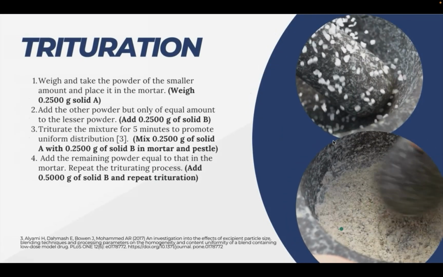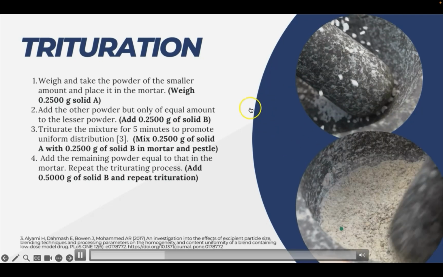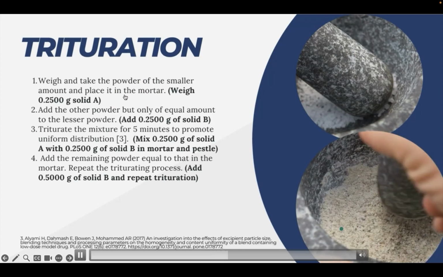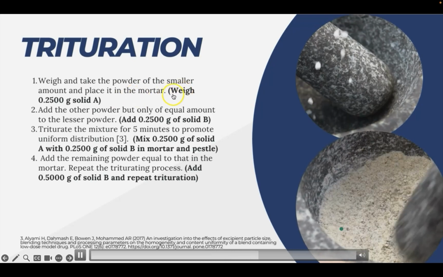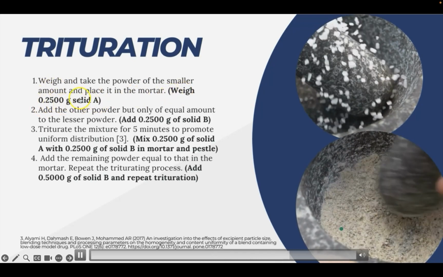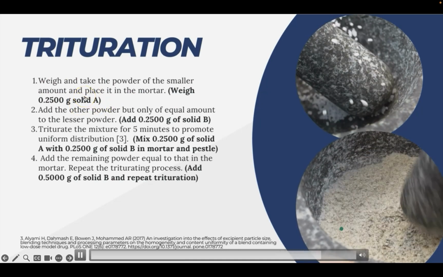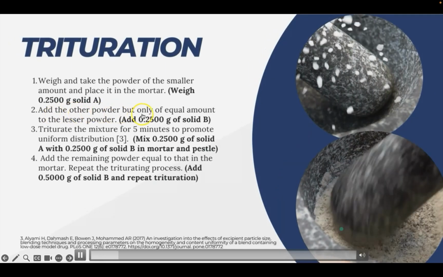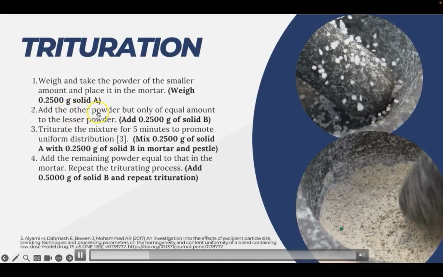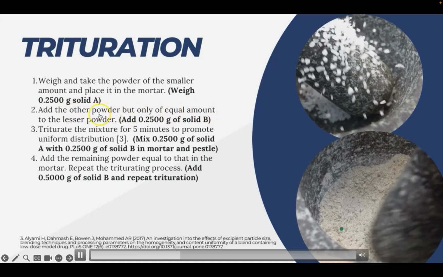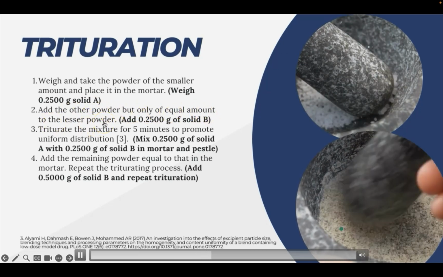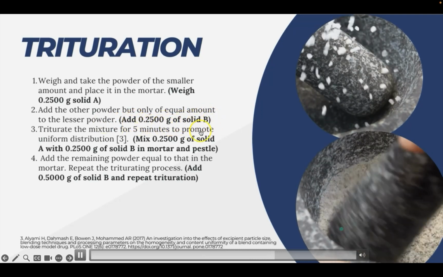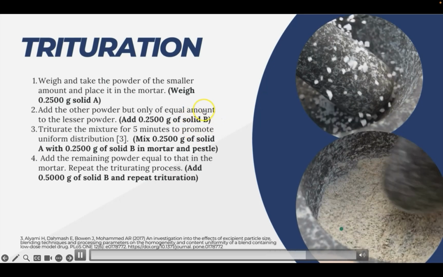First, weigh and take the powder of the smaller amount and place it in the mortar. In this case, weigh 0.25 grams of solid A. Then, add the other powder, but only of equal amount to the lesser powder. So in this case, add 0.25 grams of solid B, which is our diluent.